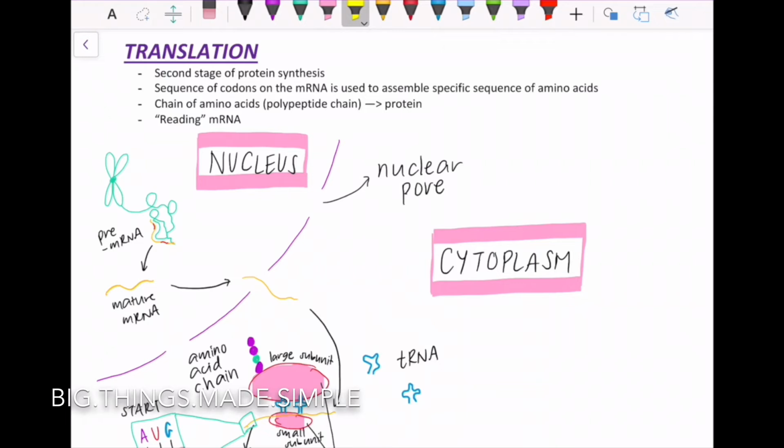Hi guys, so today I'm going to be talking about translation. Translation is the second stage of protein synthesis, where the first stage is transcription, where we are making the mRNA strand.